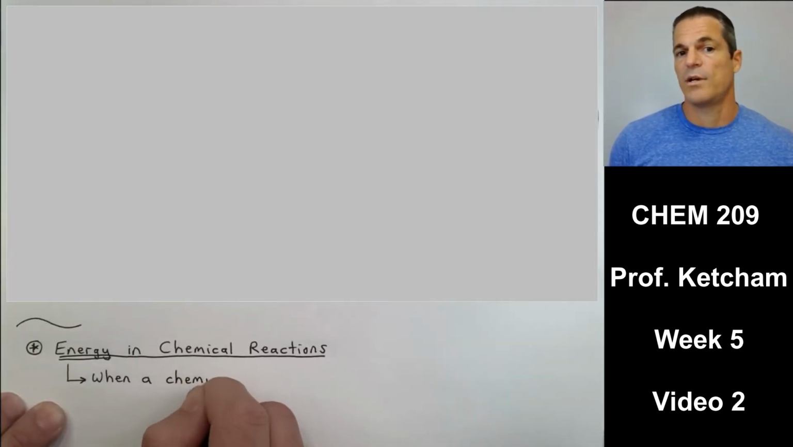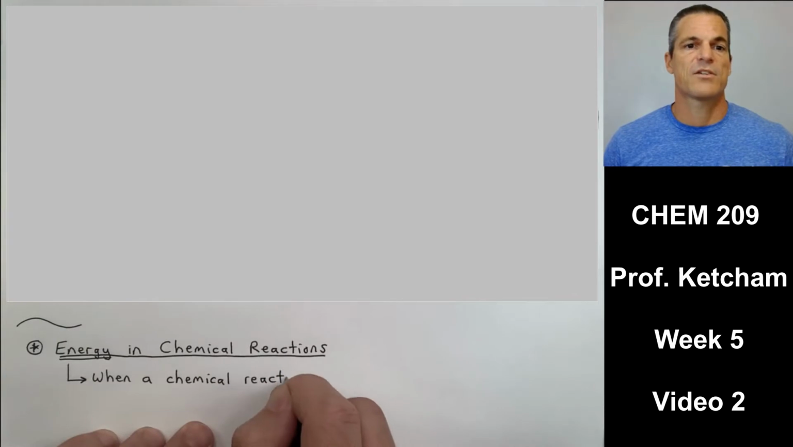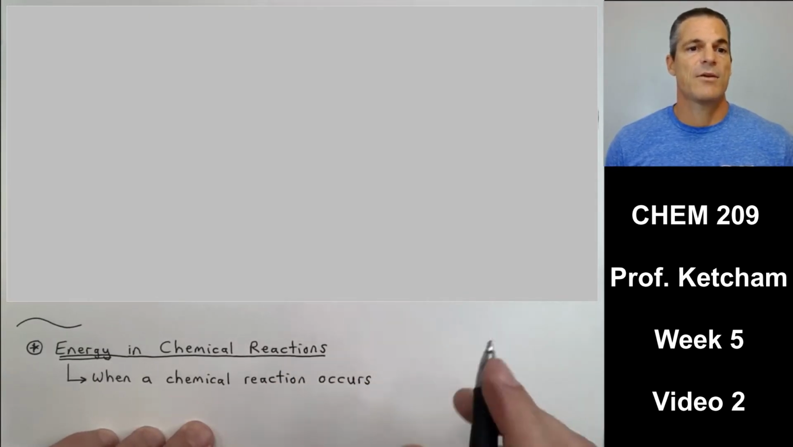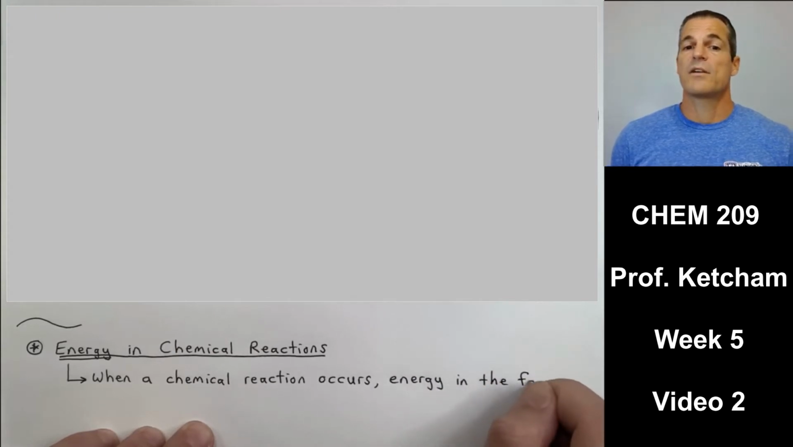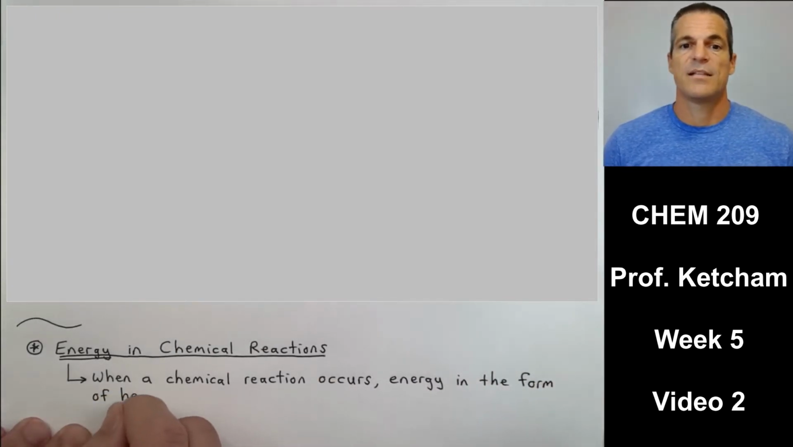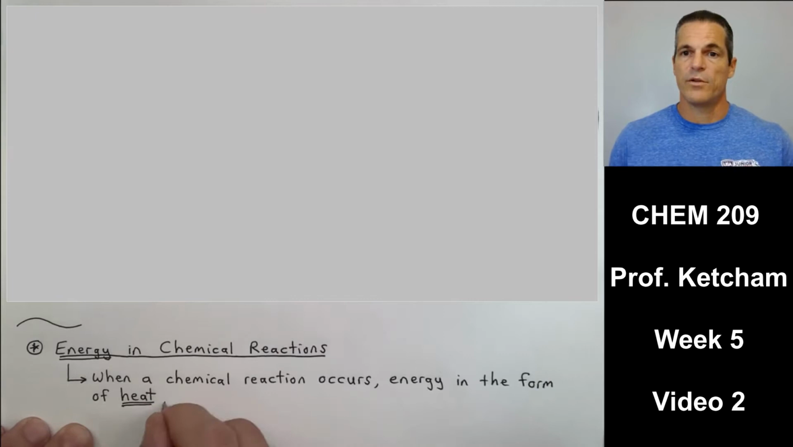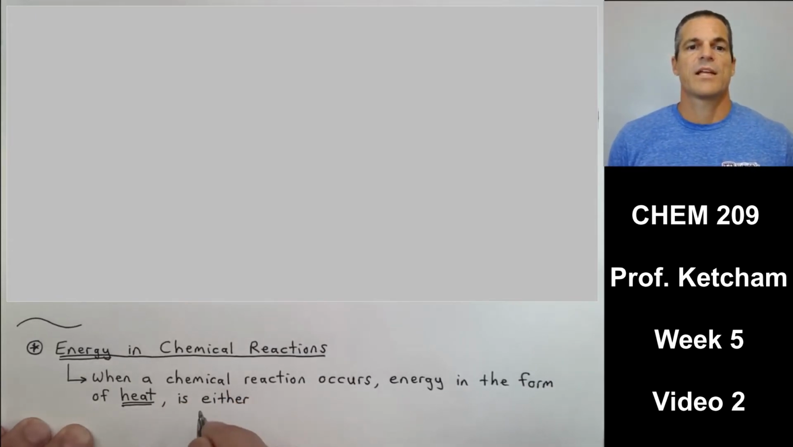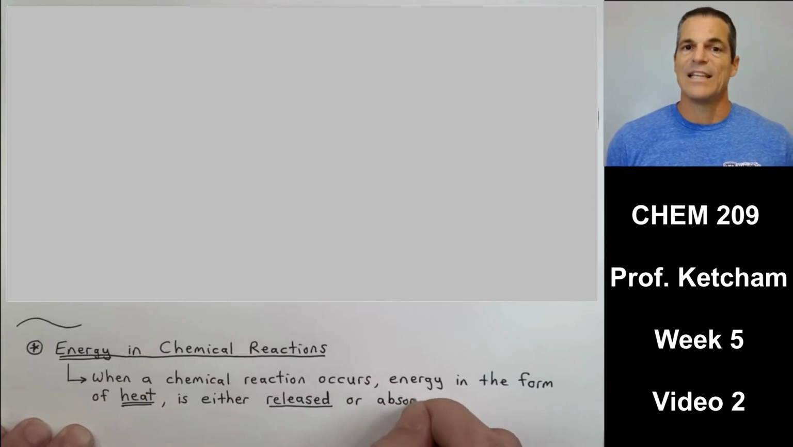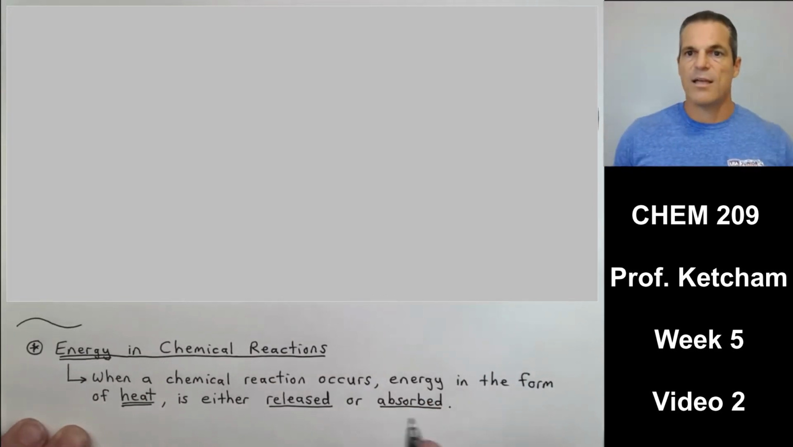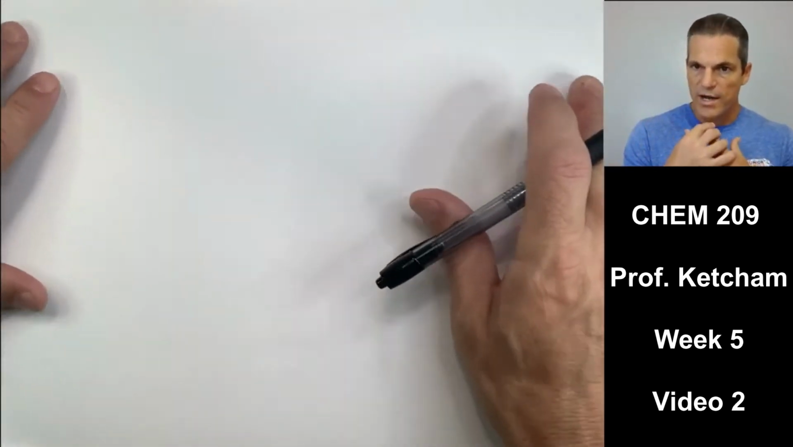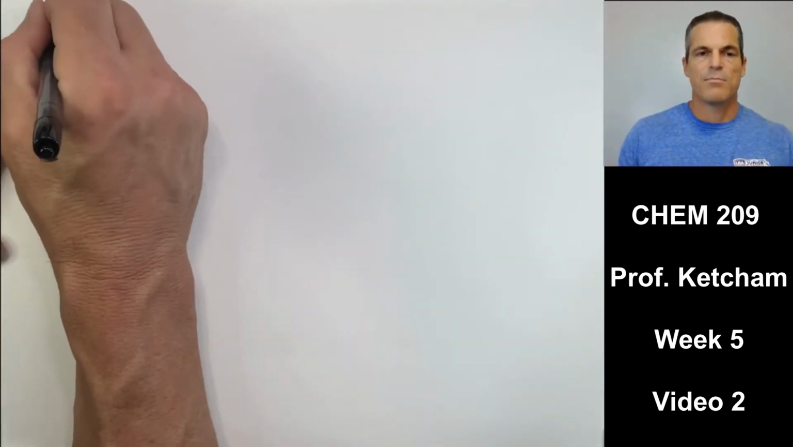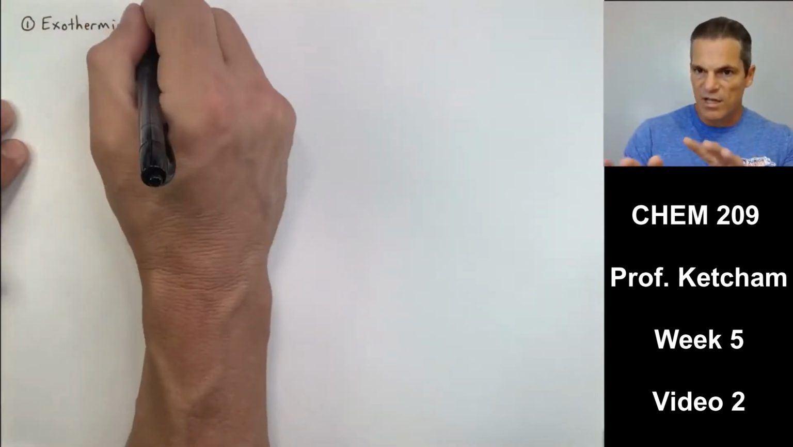This is some new material here, okay? This is kind of like new lecture material at the end of this video. Energy in chemical reactions. So, when a chemical reaction occurs, it's either going to release energy or it's going to require energy. So when a chemical reaction occurs, energy in the form of heat is either released, which is exothermic, or it's absorbed. Absorbed means required. Okay, released means like produced or gives off.